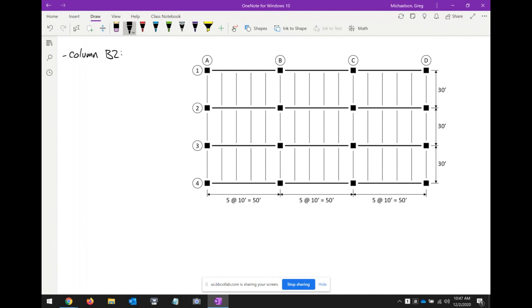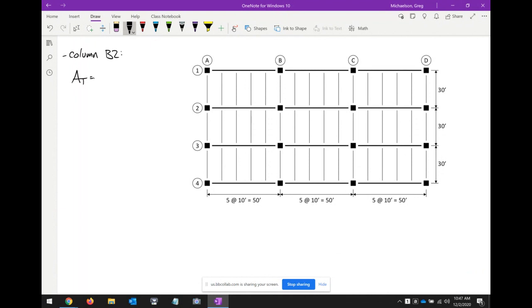Somebody help me out. Let's look at one of these columns because I know we're running out of time, but I want to knock this one out because I think this is pretty slick. All right, let's take one of the columns. Can somebody tell me what is the tributary area of column B2? $750.